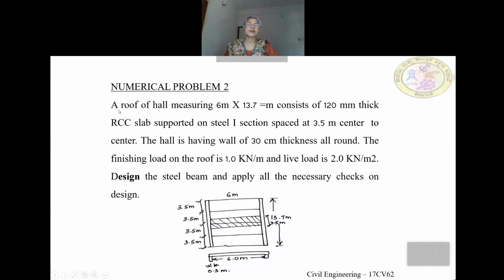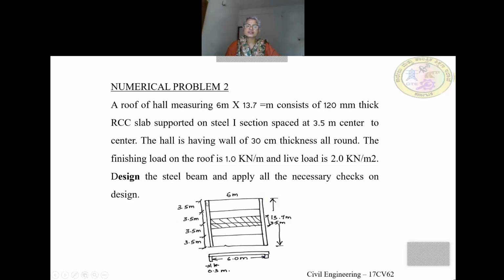So I'll read out the problem. A roof of a hall measuring 6 meter by 13.7 meter consists of 120 thick slab. The thickness of the slab is given to calculate the dead weight of the slab. Supported on steel I sections spaced at 3.5 meter center to center, and the hall is having a wall of 30 centimeter thickness all around, and the finishing load on the roof is given as 1 kilonewton per meter square, and live load is given as 2 kilonewton per meter square. So design the steel beam and apply all the necessary checks on the design.